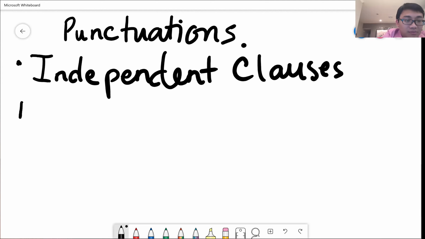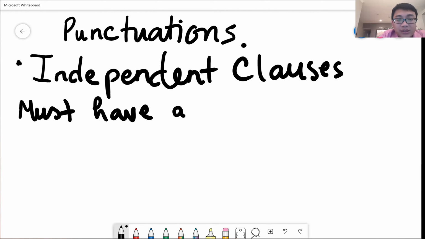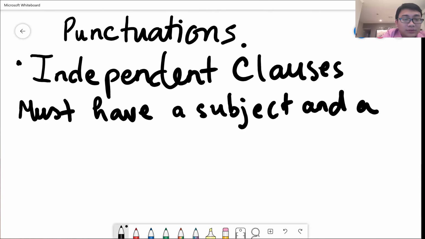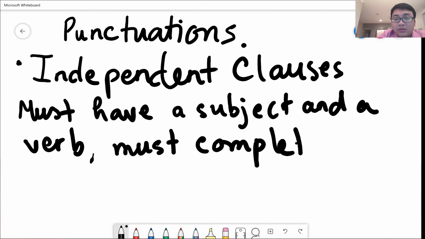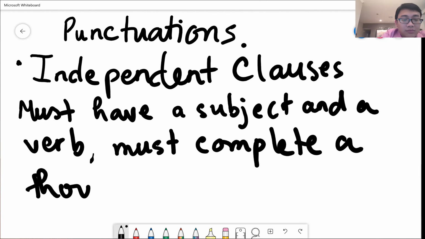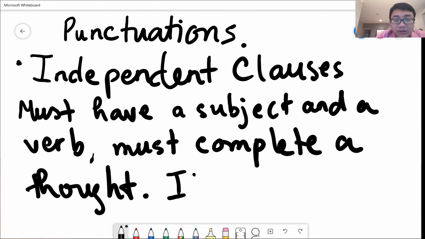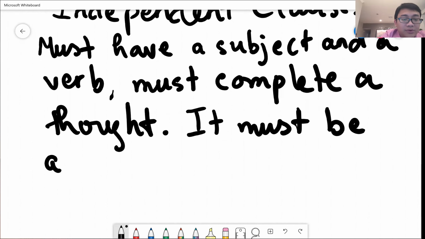Must have a subject and a verb. And the most important thing is it must complete a thought. What does that mean? It must be able to stand on its own without anything else. So it must be able to stand on its own.